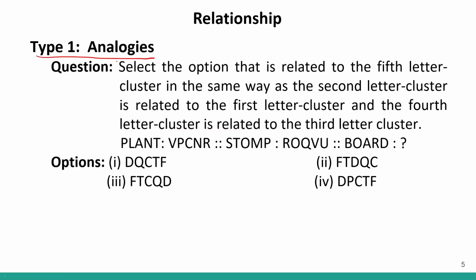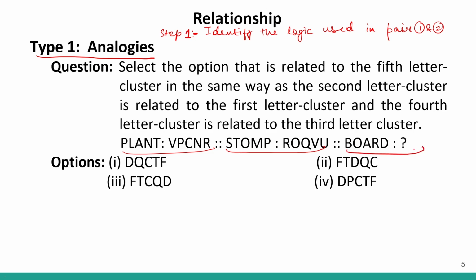Type 1 is analogies. Now to solve analogies, there were two steps, right? Step 1: first identify the logic used in pair 1 or 2, because in certain analogies we have only one pair, in certain analogies we have two pairs. Like in this one we have three pairs, 1, 2, 3, right? So identify the logic used in pair 1 and 2. This is your step 1.